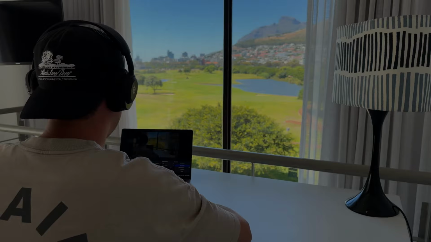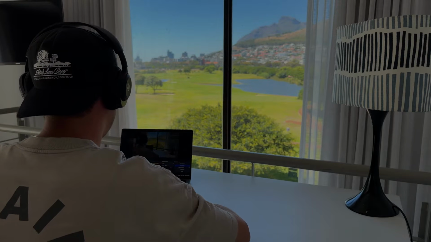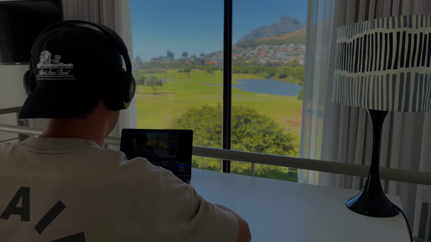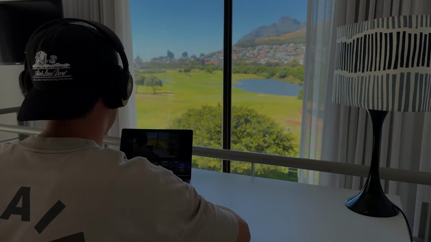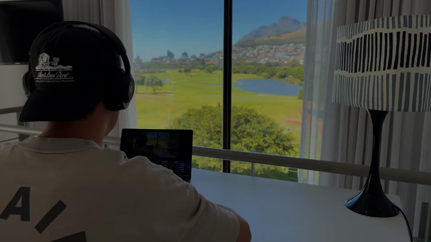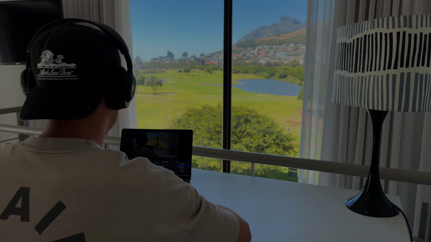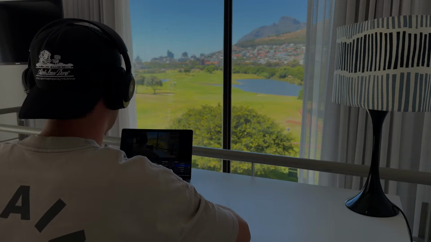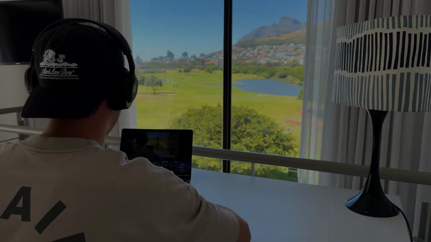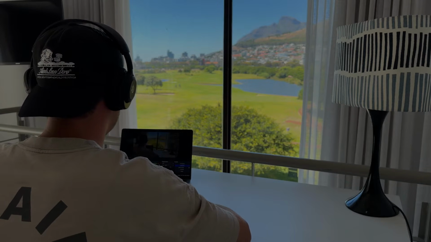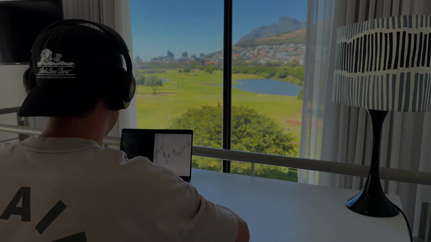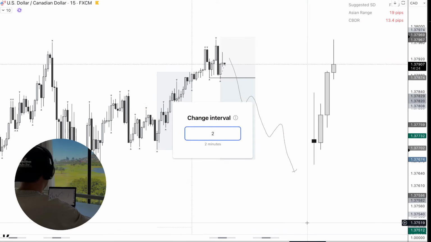Thought I'd quickly jump on here and show you a position that I've currently just executed on USD CAD, as I sit in front of this amazing view down here in Cape Town. Just actually come back down for a couple of weeks now. Been thoroughly enjoying my time here, and as I watch a couple of golfers walk onto the 18th green here, I thought I'd quickly show you this position that I've executed on USD CAD. So let's dive right into it.